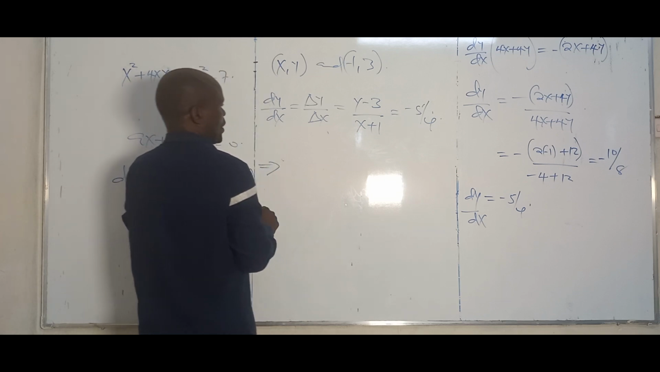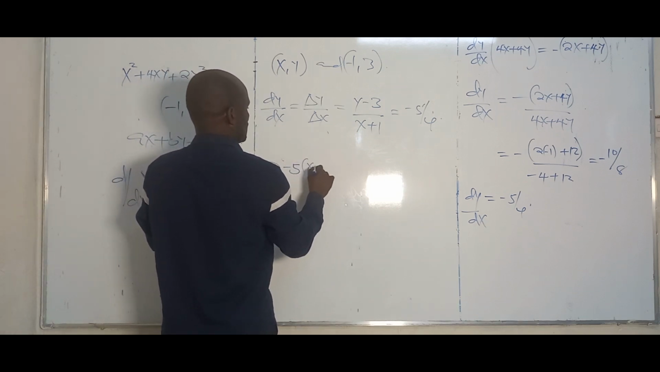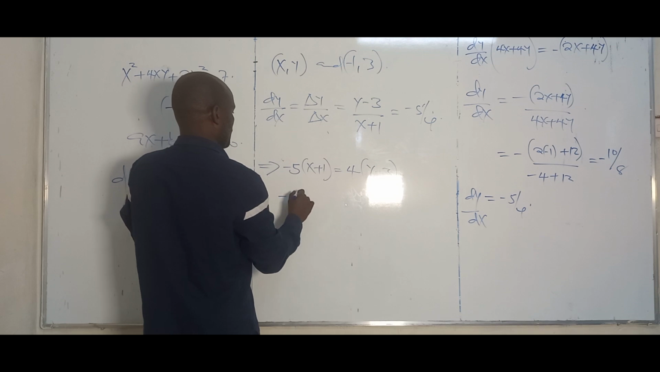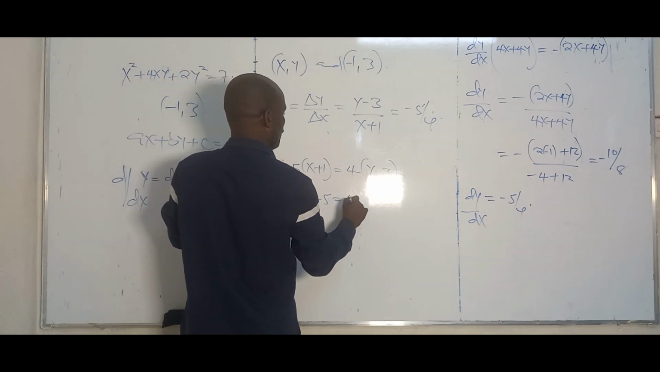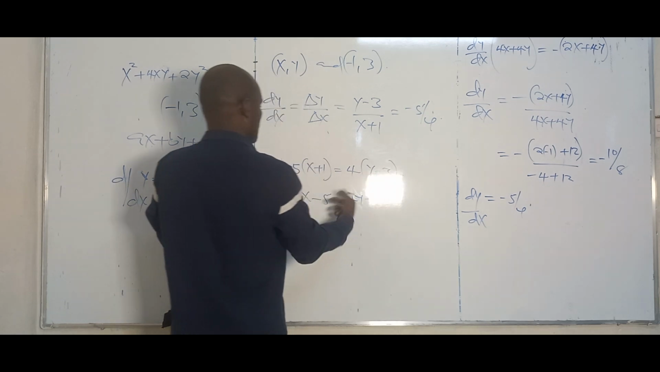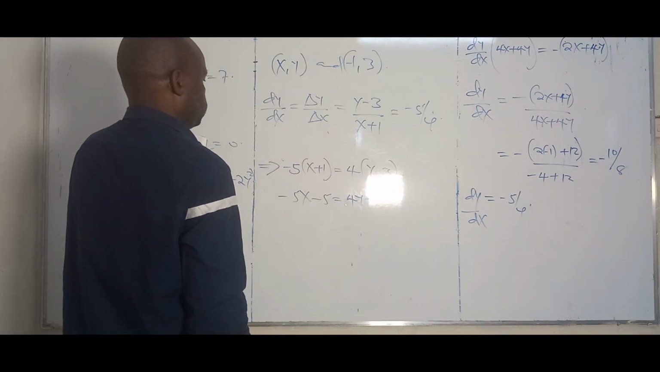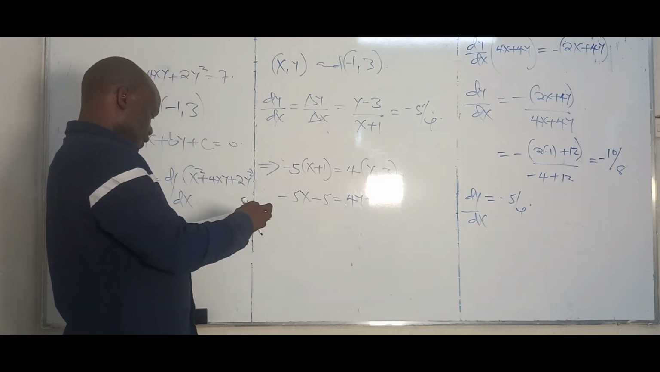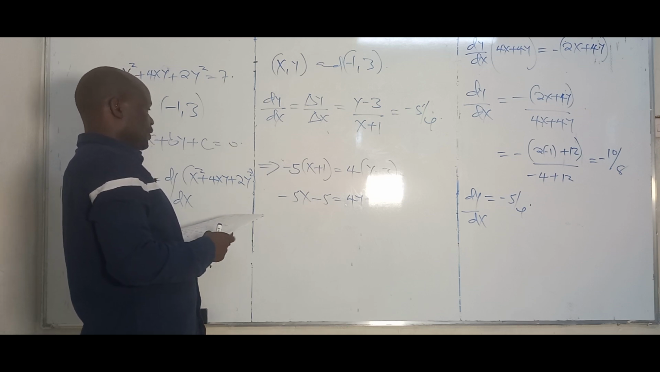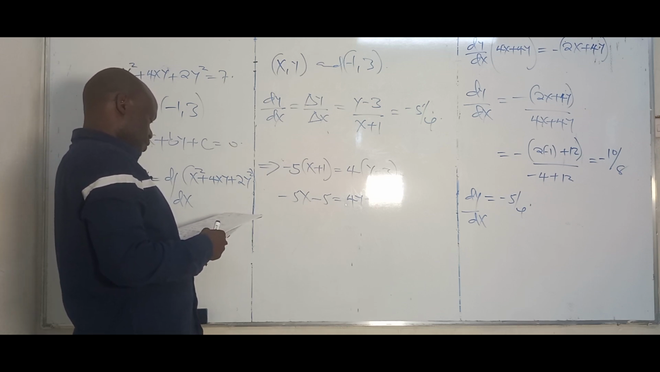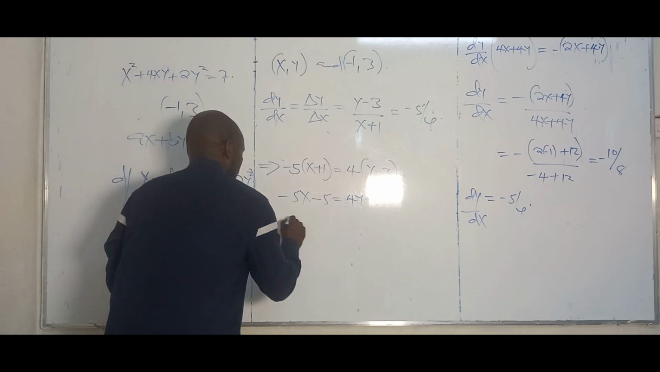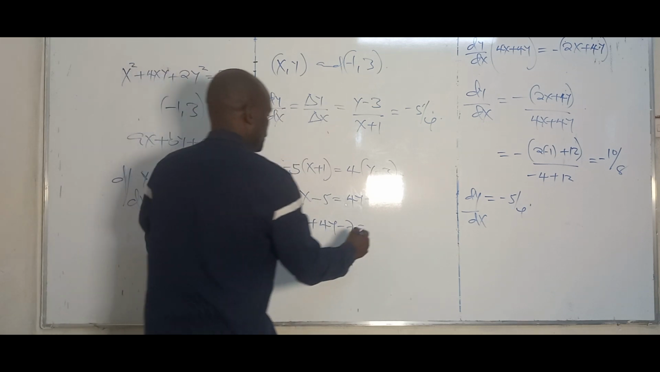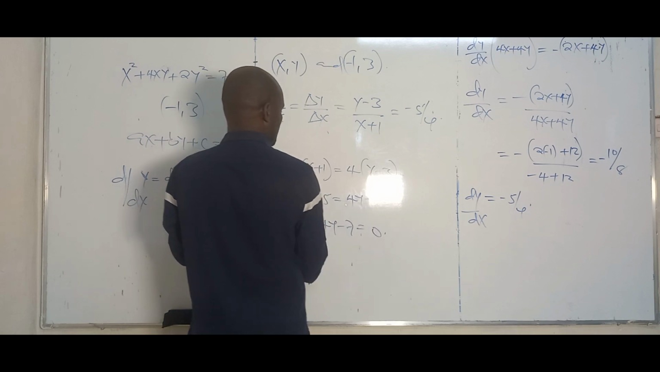This tells me that minus 5 into (x plus 1) is equal to 4 into (y minus 3). So I have minus 5x minus 5 is equal to 4y minus 12. If you rearrange that in the right format as required, you should get 5x plus 4y minus 7 is equal to 0. And that's the answer.